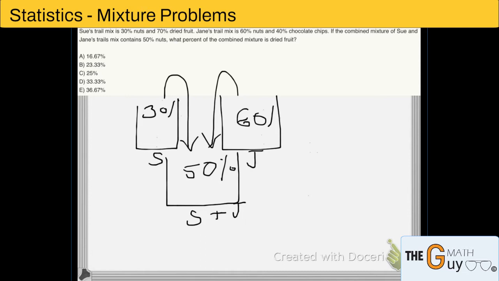So we'll just let the number of nuts be variables. In a mixture problem, there are 6 different variables, 6 different numbers that you're going to be working with. The 3 amounts, which are S, J, and S plus J, and they're interrelated. And then there are the percentages, which are 30%, 60%, and 50% in this case. If you have these 6 quantities, you're going to draft an equation out of it and calculate whatever is needed.